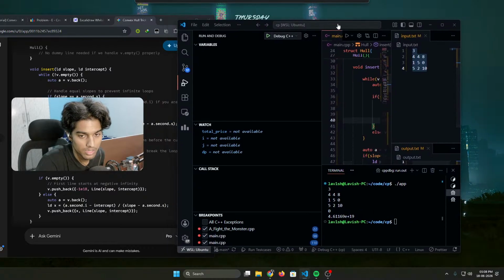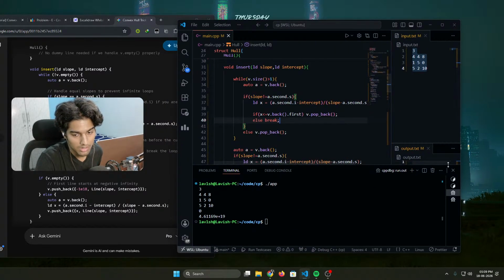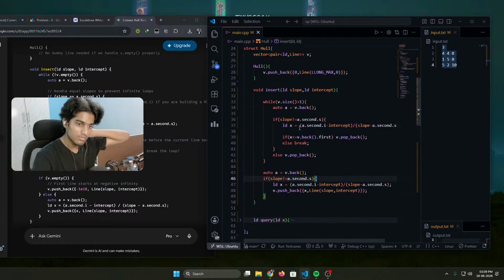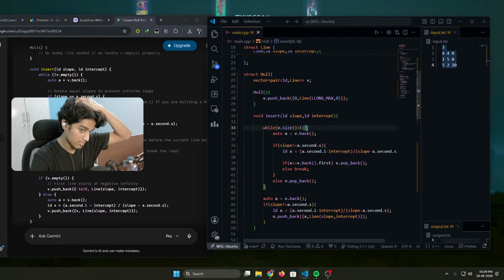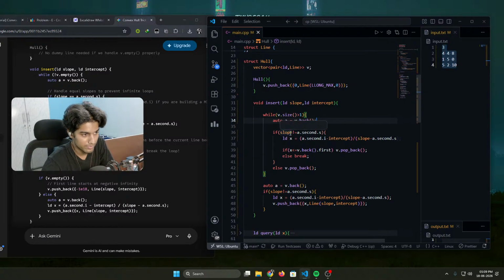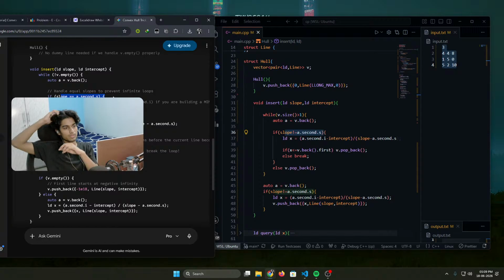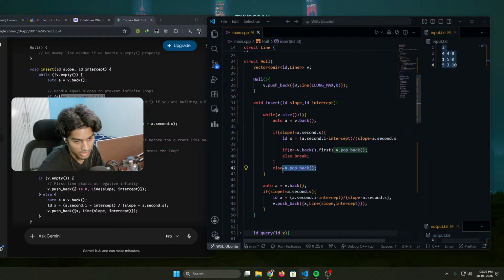Let's quickly see the mistakes here. Okay. I'm going to keep this one. Okay, should be greater than. So if the slope is not equal to, if the slope is equal to, then what? Okay, yeah, it depends on the intercept. As a thought. Okay.